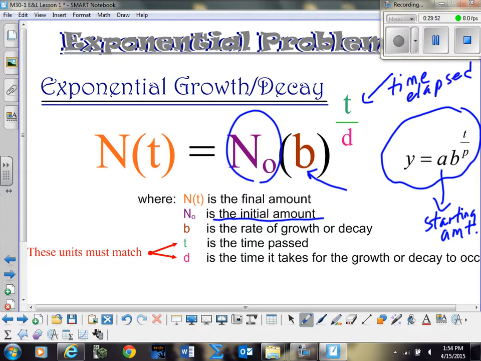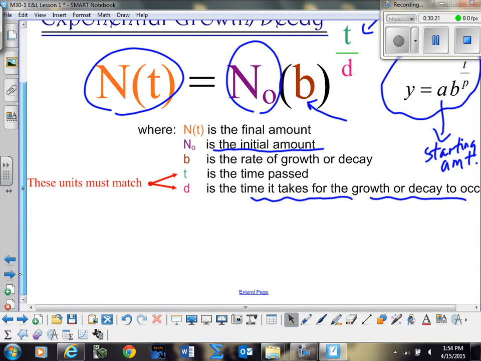And that is the amount after a given time. Now D is the time it takes for the growth or decay to occur. And this is what I call the official doubling time or tripling time or half-life. Sometimes you're determining that and sometimes you're given that. The time it takes for the growth or decay to occur. So it'll make more sense when you see an example, I hope.